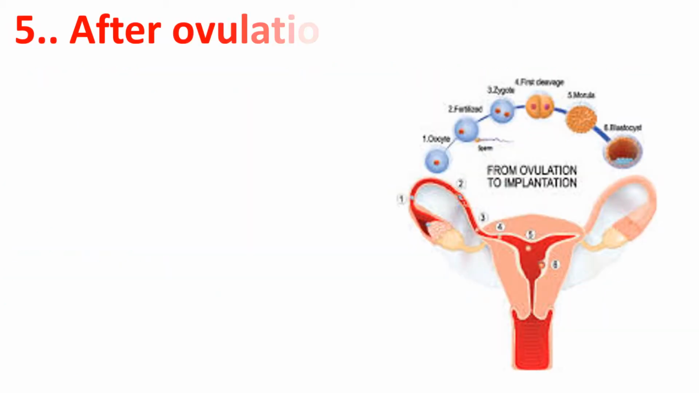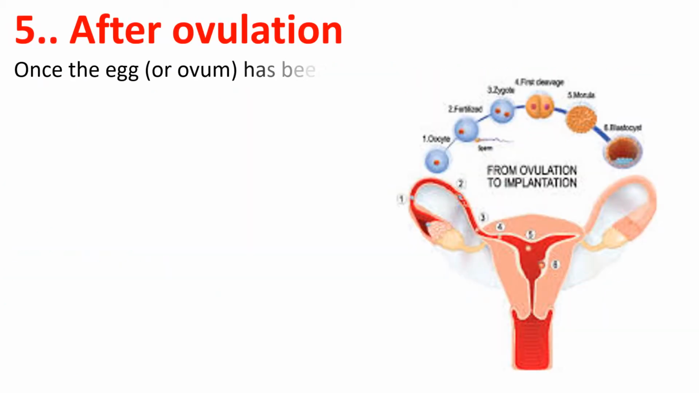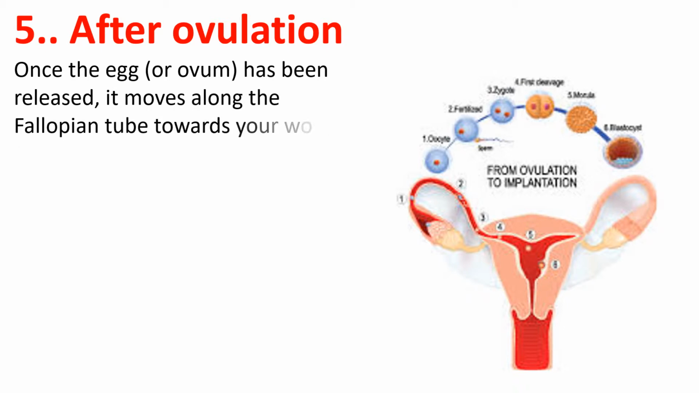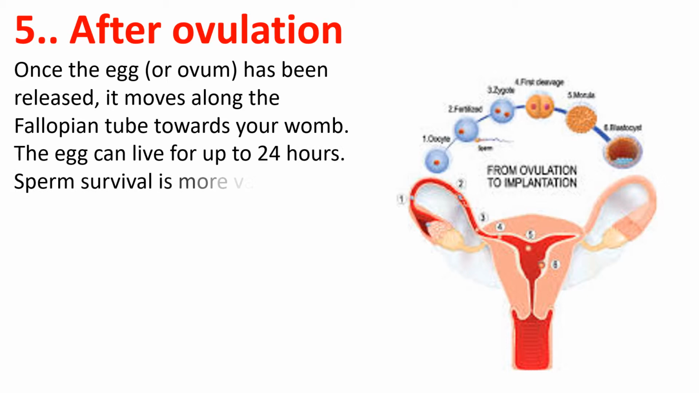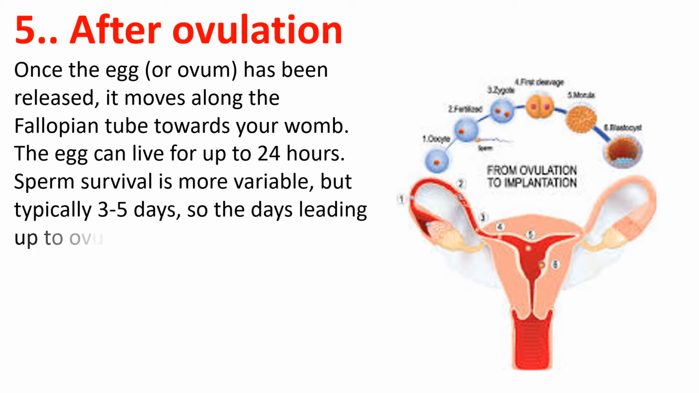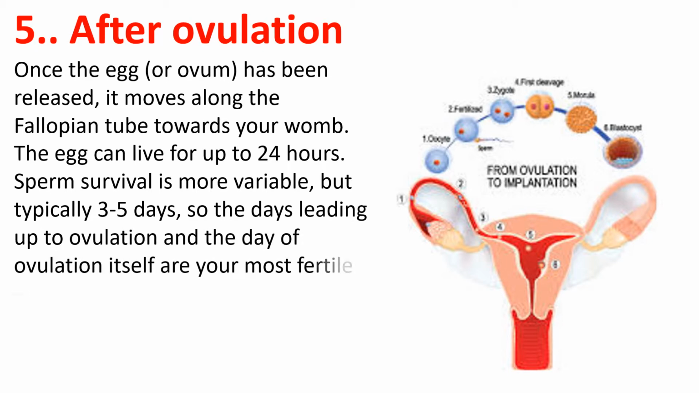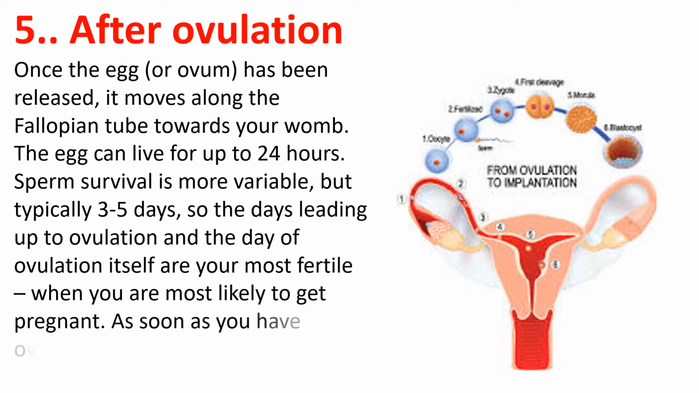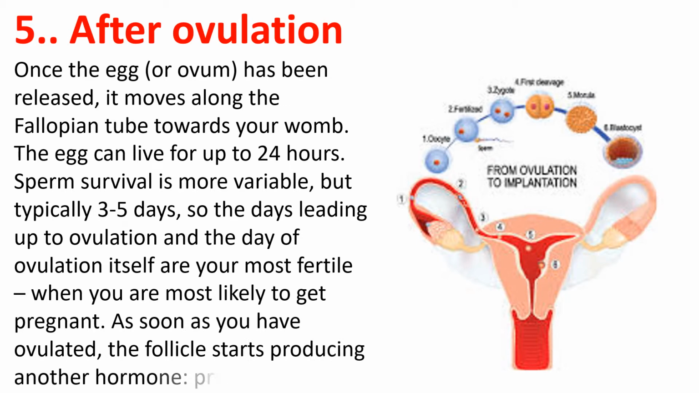5. After ovulation. Once the egg, or ovum, has been released, it moves along the fallopian tube towards your womb. The egg can live for up to 24 hours. Sperm survival is more variable, but typically 3 to 5 days. So the days leading up to ovulation and the day of ovulation itself are your most fertile, when you are most likely to get pregnant. As soon as you have ovulated, the follicle starts producing another hormone, progesterone.